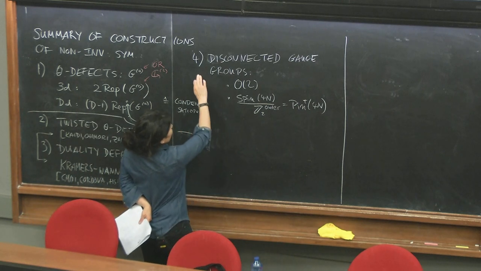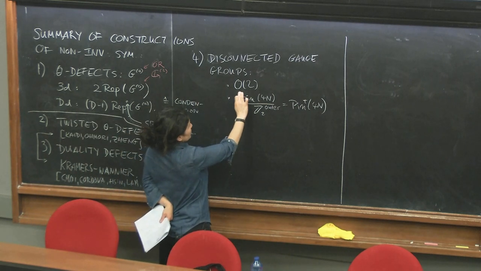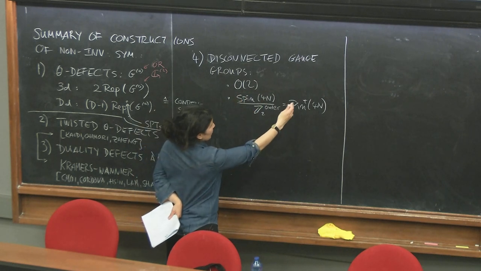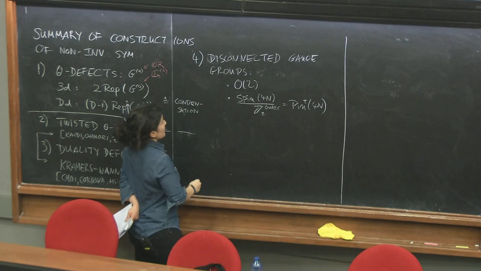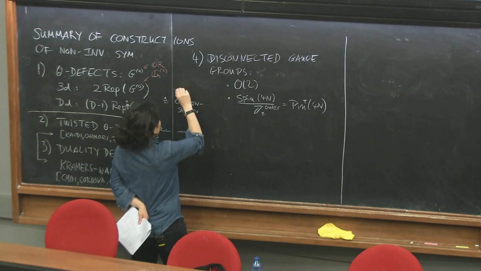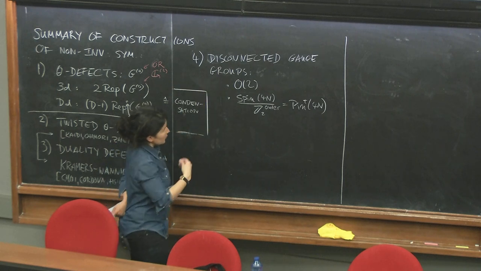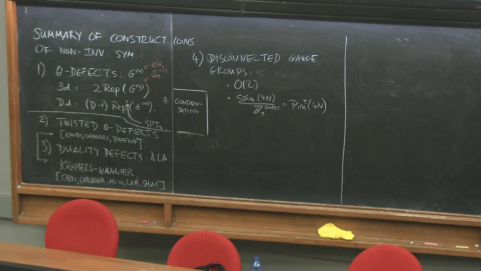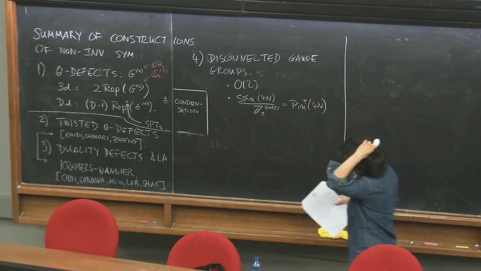There are also these disconnected gauge groups. I illustrated for you the O(2), and then there are loads of other examples, for example the Pin+ gauge theories in any dimension, really. Now I think you have some idea of how to access the papers, or you just ask, as I said, Leah. Anyway, there are lots of constructions.